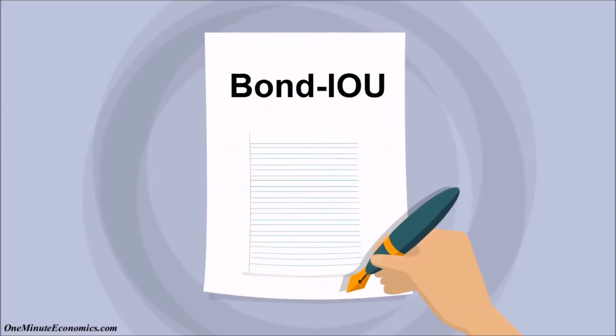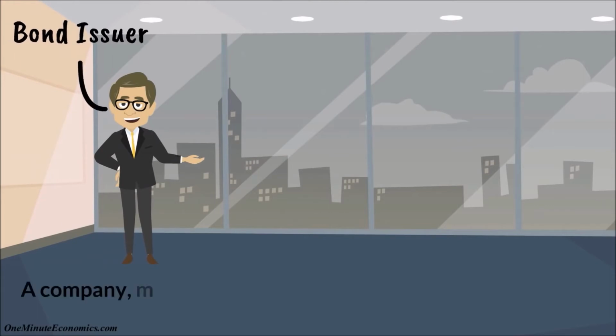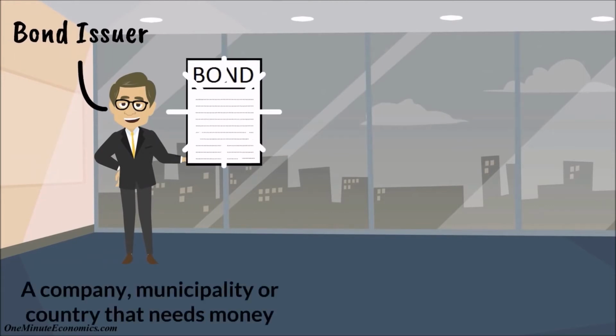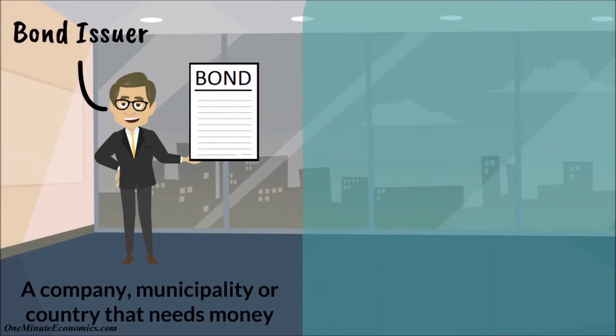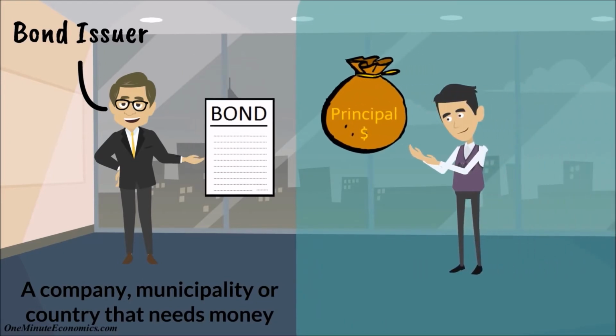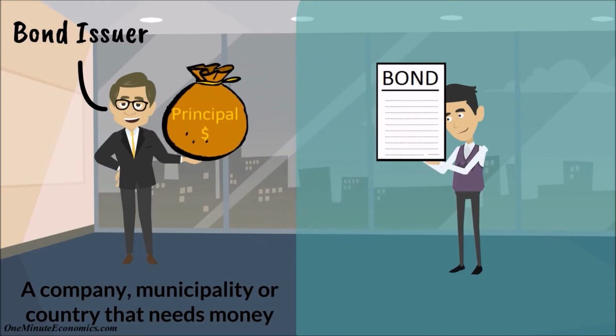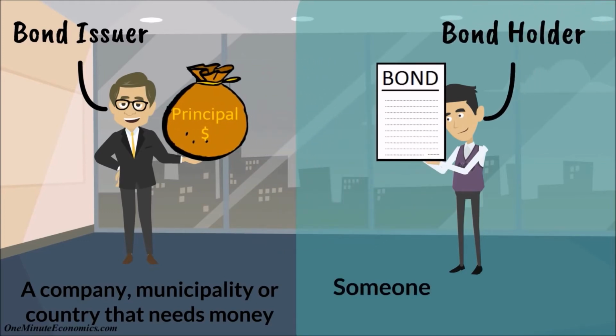A bond is basically a loan. An entity such as a company, a municipality, or a country needs money and issues a bond. That entity is obviously called the bond issuer, and the amount of money it receives is called the principal. It receives that money from another entity, intuitively called the bond holder. Maybe a person, perhaps a company, or why not a country?